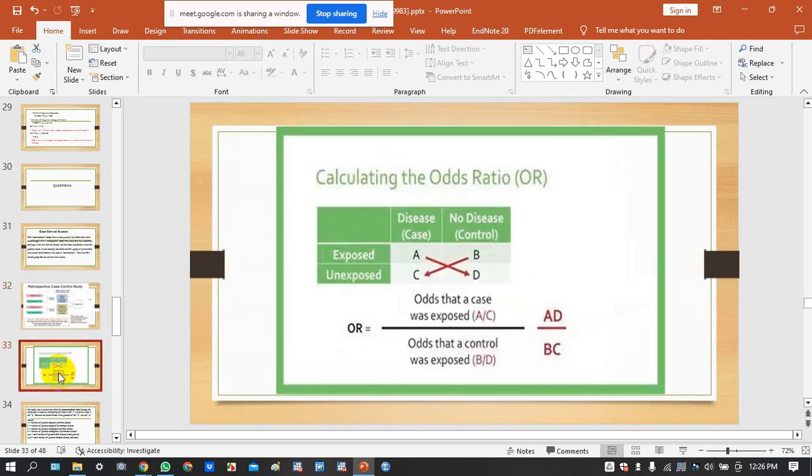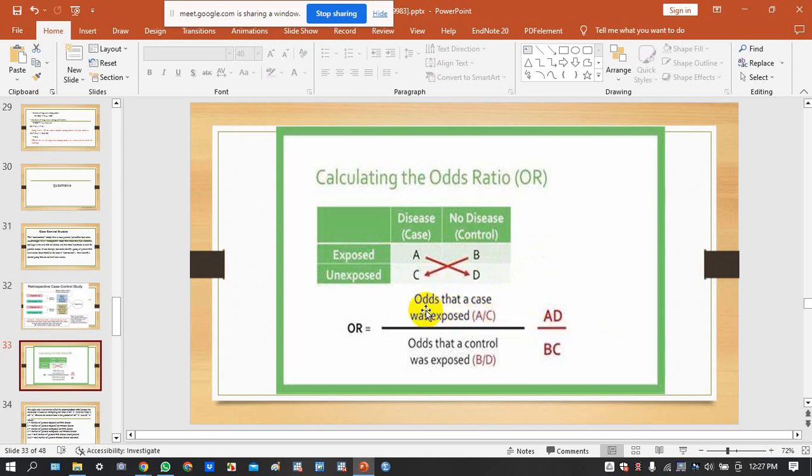Okay, so let's go and see another one. When you are calculating the odds ratio, we have the 2x2 table. We multiply A by D and C by B. Whereas for relative risk, you look at A divided by A plus B, then C divided by C plus D, that is the incidence among the exposed over the incidence among the controls. That's how we calculate the relative risk. But for the odds ratio, you cross multiply A times D, C times B.